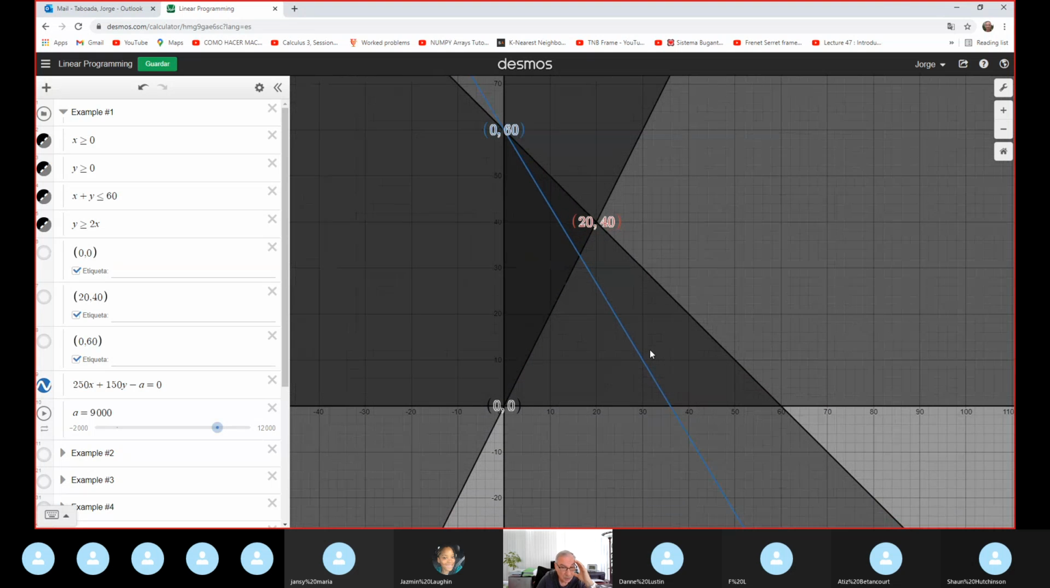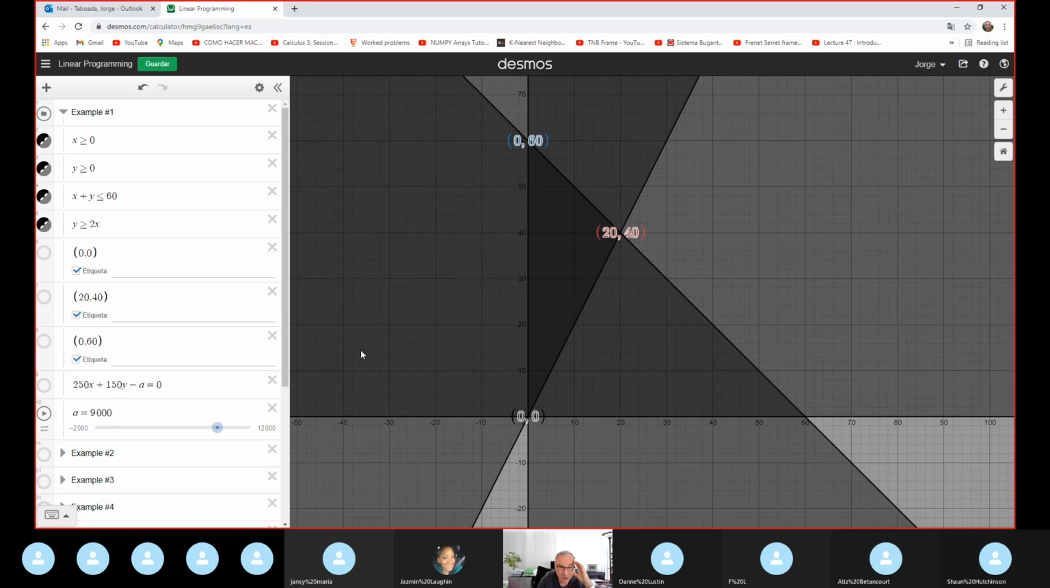And you find the corners. So I'm detecting, okay, we forget about this for a moment. This blue part is not important. So we focus on the constraints, which is a system of inequality. I determine it's a triangle, and we have vertices 0,60, 20,40, and 0,0. Okay. Now I go to the objective function.